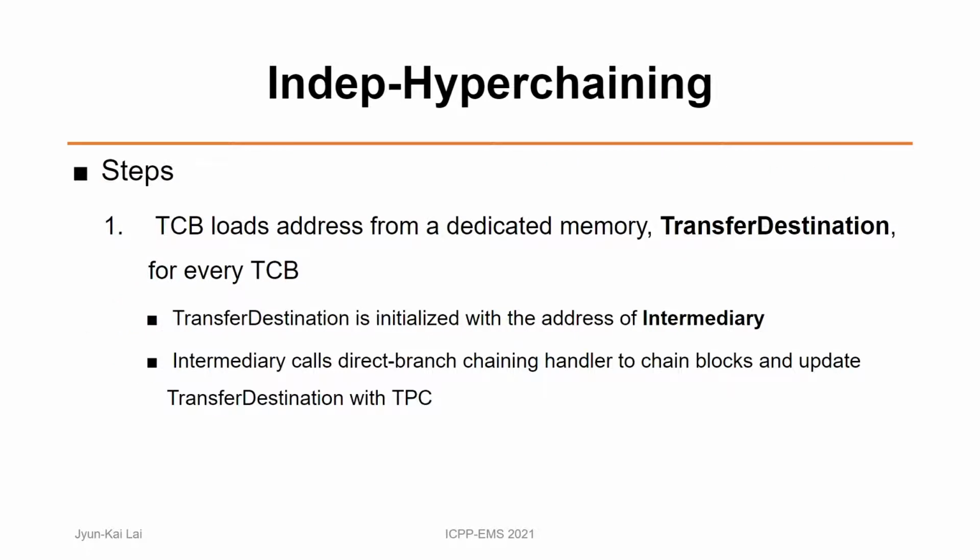Every translated code block with direct branches is given a dedicated memory called TransferDestination, and the TCB loads the address from its TransferDestination memory. In the initial state, the TransferDestination is initialized with the address of an intermediary, which calls the branch chaining handler to chain blocks. It updates the TransferDestination memory with the TPC and transfers control to the next translated code block.